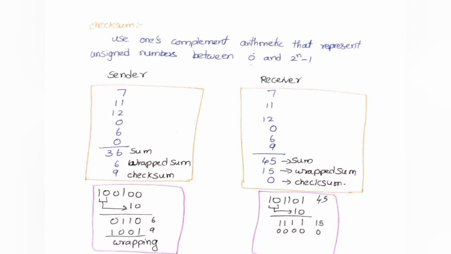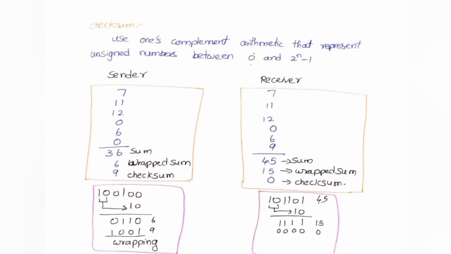So now we are going to apply wrapping of the sum. How do we perform the wrapping? When converting the sum into binary format, that is 100100. In order to perform the wrapping, we are going to take the leftmost 2 bits and add the leftmost 2 bits to the given message. So now it will give 0110 as the wrapped sum, that is 6.